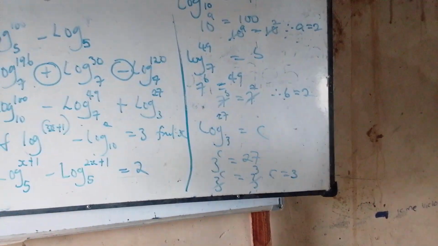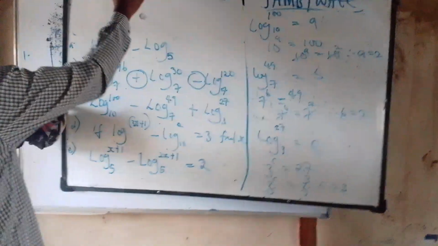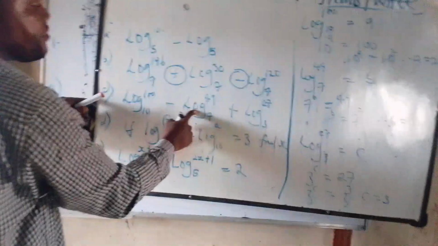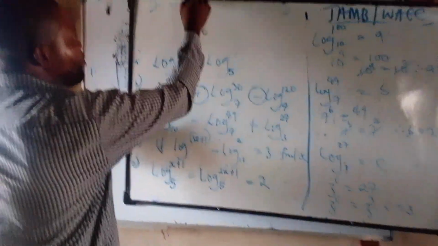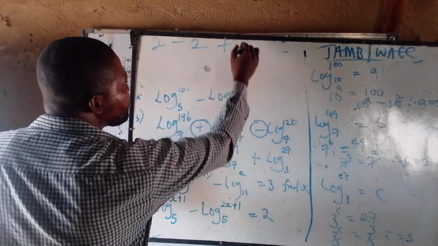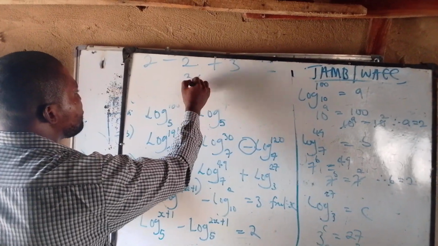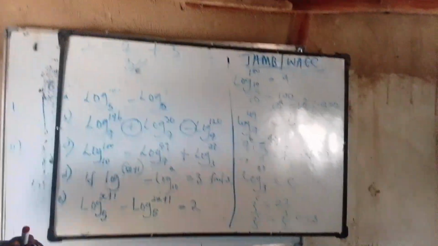I'll go back to my question. The first answer I have here is 2. 2 minus, the answer of log 49 of 7, which I got as 2, then plus log 27 of 3, which gave me 3. 2 minus 2 is 0. 0 plus 3 is 3. My final answer is 3.